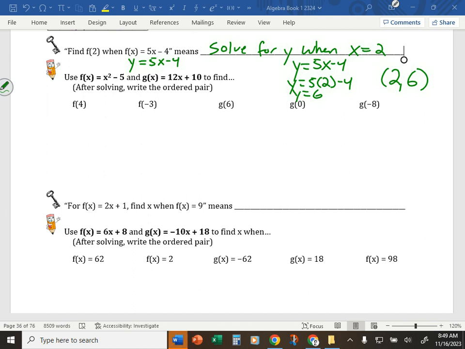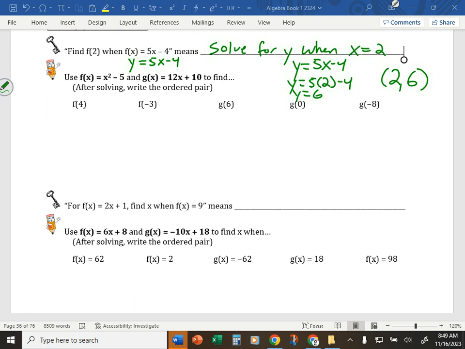So basically you're just plugging the parentheses in. Exactly. You are basically taking the number in the parentheses, replacing x with that number in the equation, and solving for y. So, the practice here says use f of x equals x squared minus 5 and g of x equals 12x plus 10 to find f of 4.